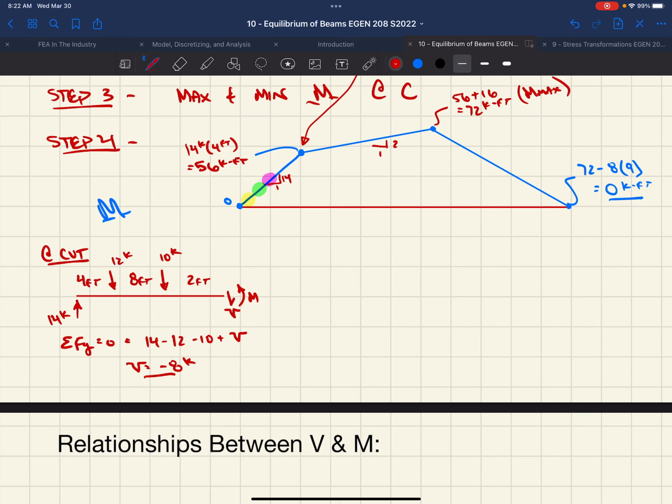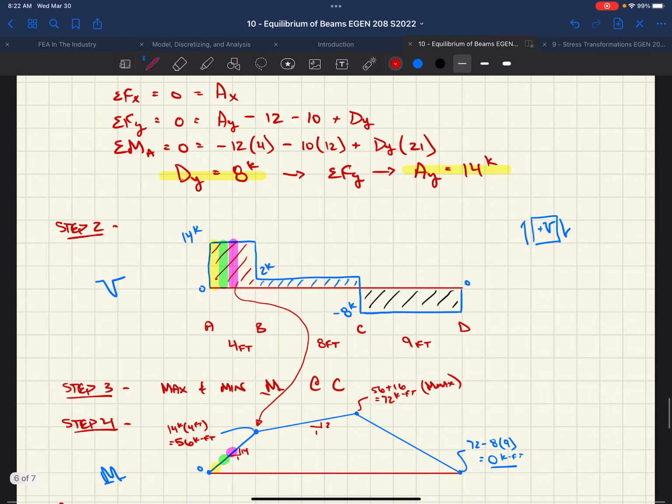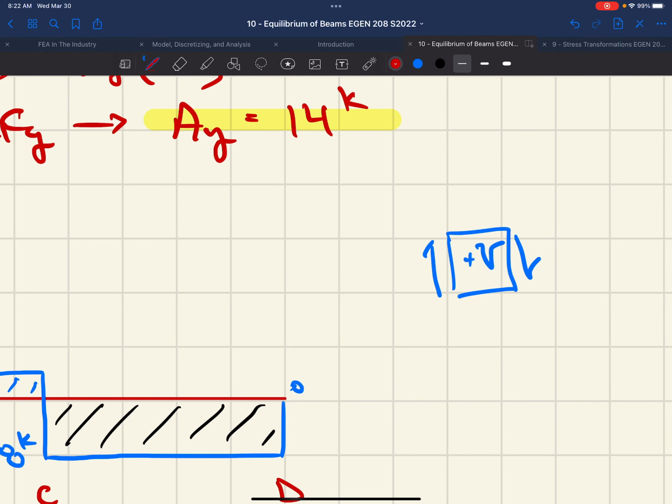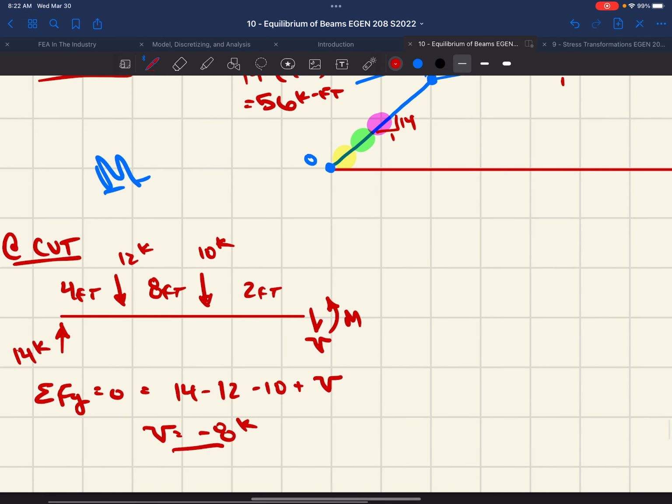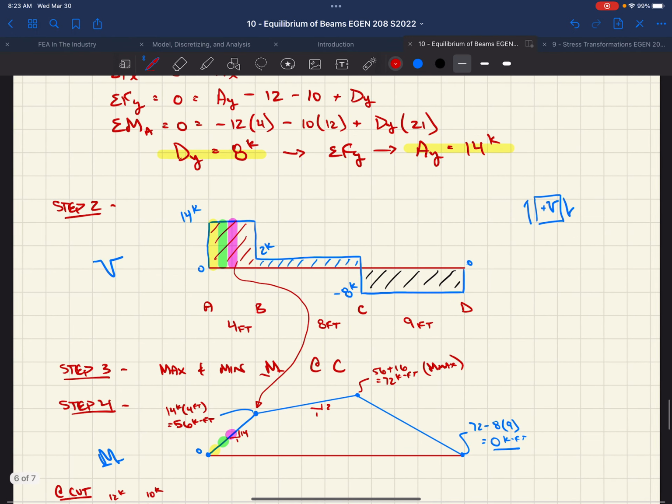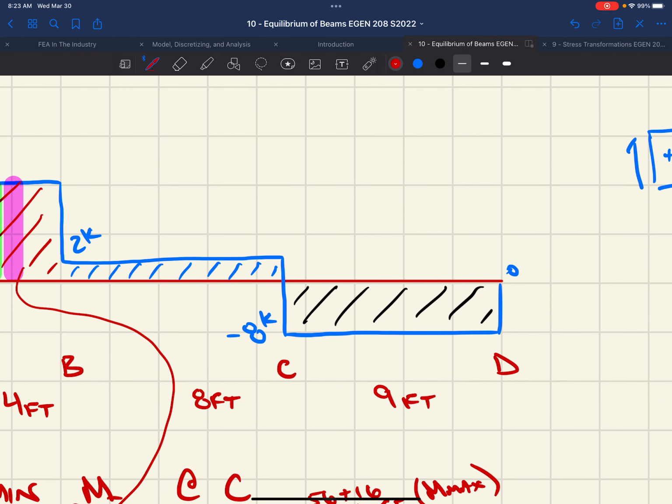Any idea why V was positive here? What's that? Because it's the positive sign, right? Because it's up on the left, down on the right. We're on the right-hand side of a cut element. The shear force I drew was downward. Well, that's considered a positive shear, right? This guy right here, right? And we got a negative number out of it, right? Well, that negative number matches our shear force diagram at that point, right? We just calculated a point along this line, right? 2 feet from point C.